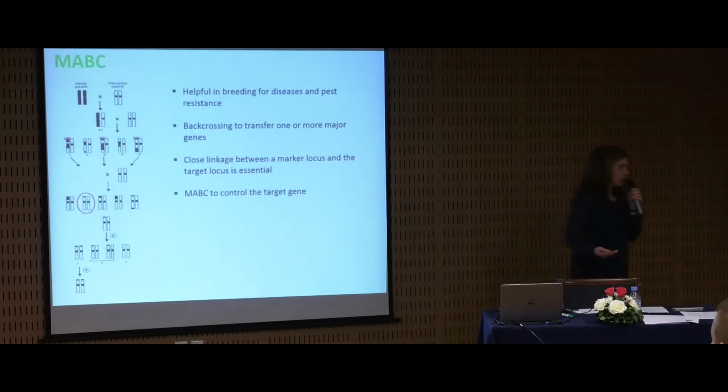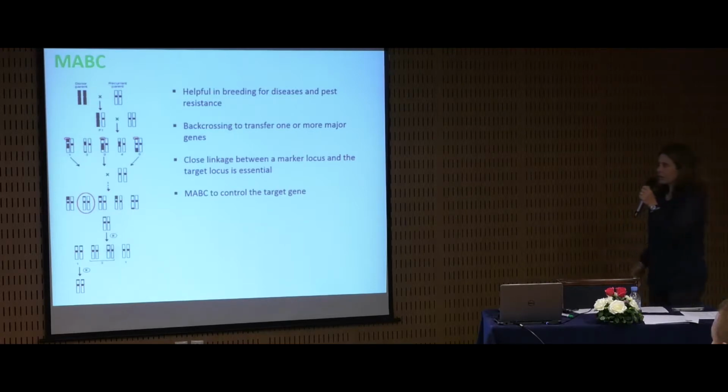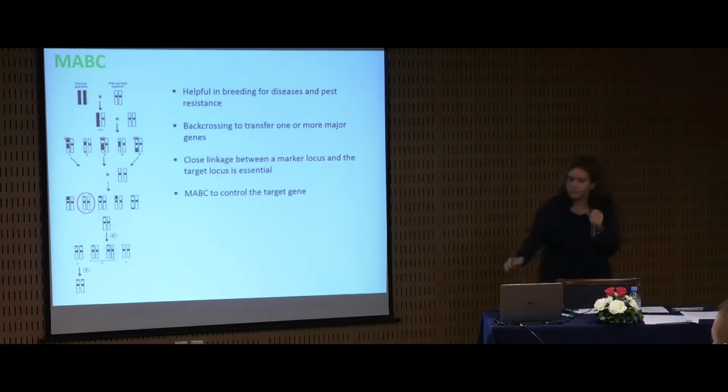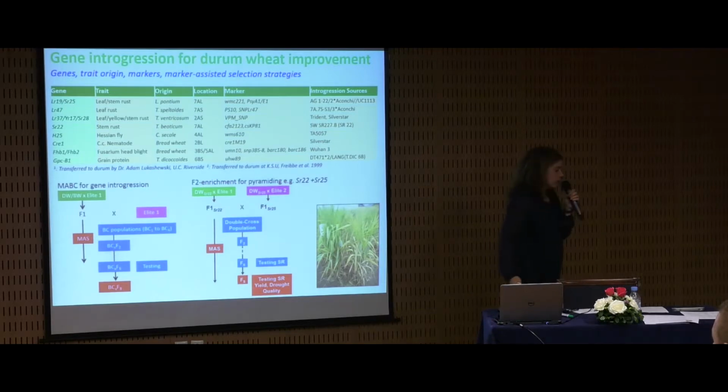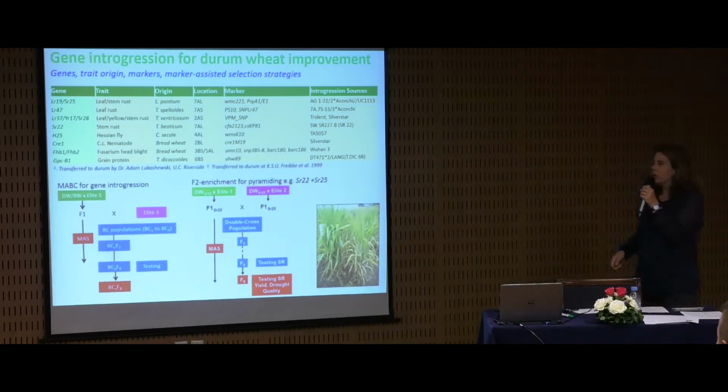Okay. So the most famous introgression strategy, I think, is backcrossing, and that can be assisted by markers. It's usually helpful for disease and pest resistance. It's usually used to transfer one or more genes. For using markers for selection, it's essential that you have a close linkage of the marker to your gene or your trait. And you can control the target gene, and I will show you later, you can also control the genetic background. This is usually done at CIMMYT, so the breeders do a lot of backcross work.